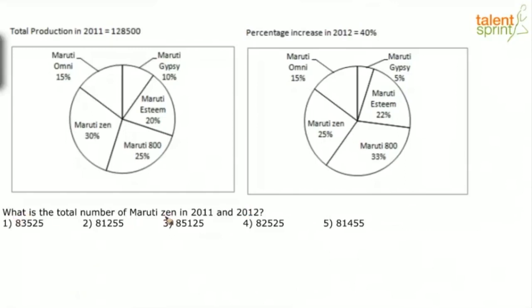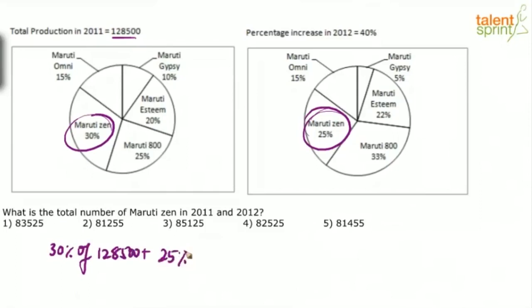What is the total number of Maruti Zen in 2011 and 12? Maruti Zen in 2011 is 30% of 1,28,500. Maruti Zen in 2012 is 25% of 140% of 1,28,500. Alright. So take the total now: 30% of 1,28,500 plus 25% of 140% of 1,28,500. Now I'm sure all of you understand why we are taking 140% of 1,28,500. We have already discussed this in the introduction part of this question.